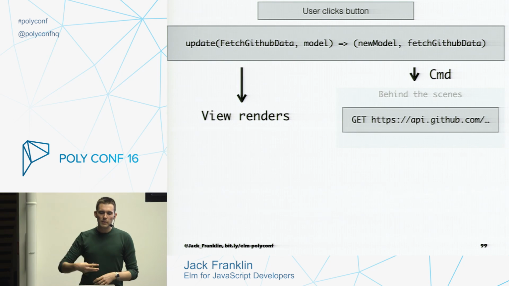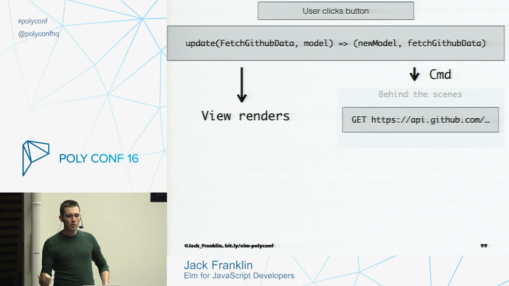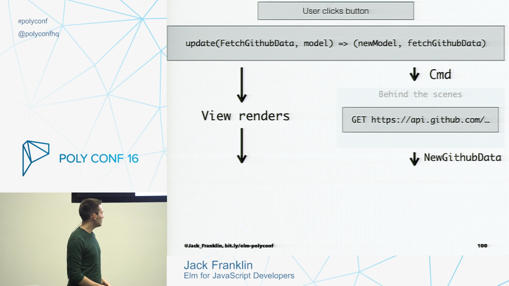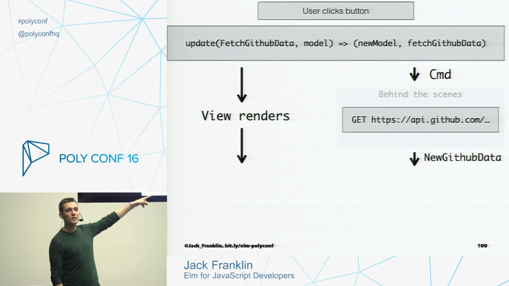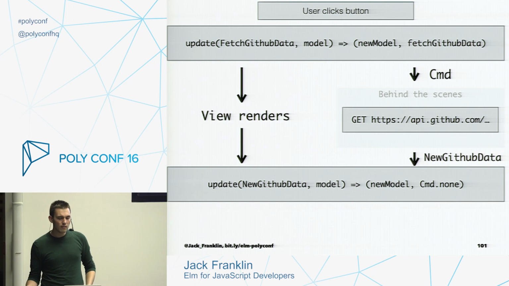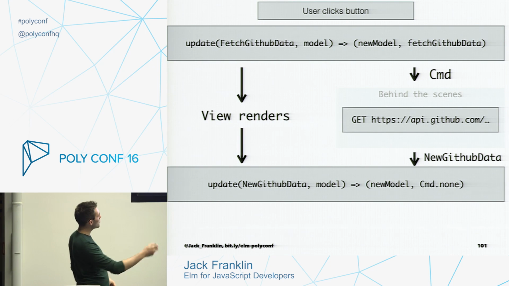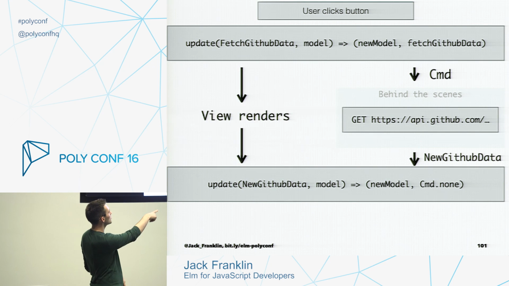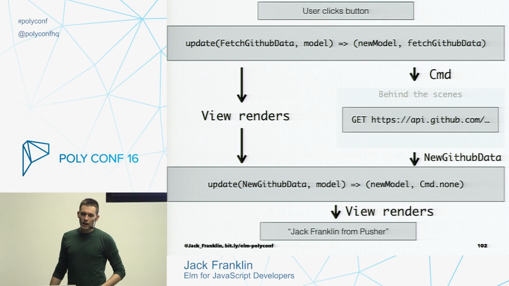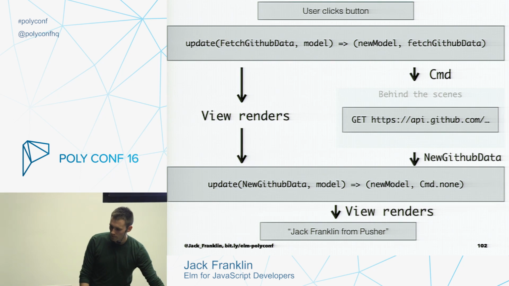In the meantime, behind the scenes, Elm gets this command that says go and fetch some data. So it will make a GET request to the GitHub API for us. When that returns, we'll get a new message of new GitHub data created. We'll then call our update function again with the new GitHub data. This time, we don't have any more work to do, so we'll return the new model and command.none. And then the view re-renders, and we get Jack Franklin from Pusher.